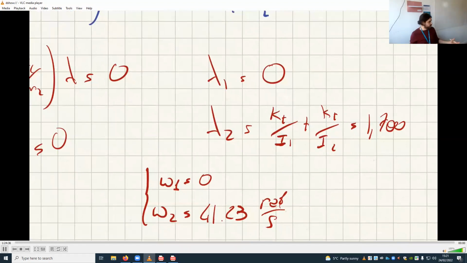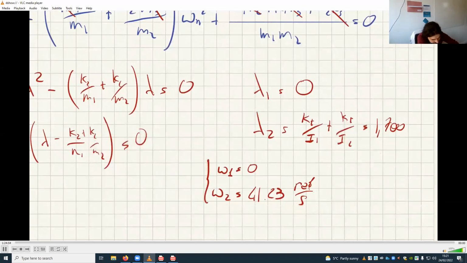When we deal with rotation, we have to substitute whatever is K with KT. So whatever stiffness with rotational stiffness, and whatever mass with mass moment of inertia, always. So don't get thrown off if at the exam you see a rotational system. It's just a matter of using different units, basically. That's it. All right, see what happens that omega 1 is 0.